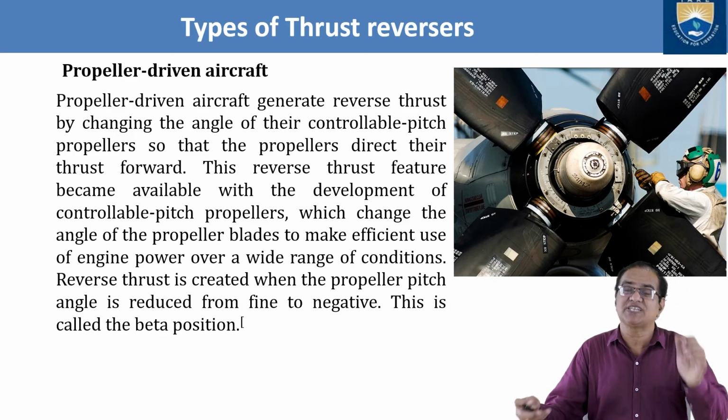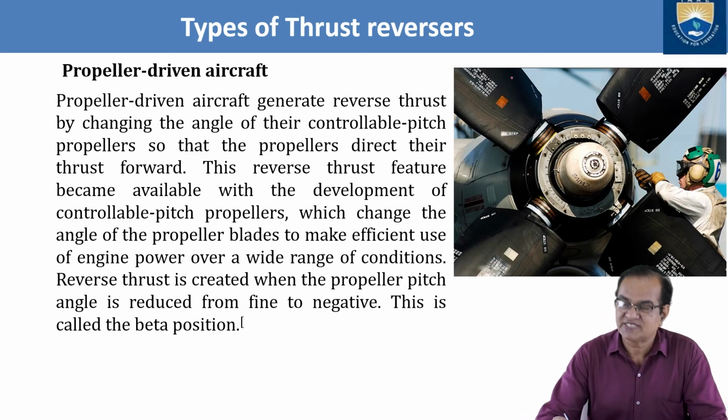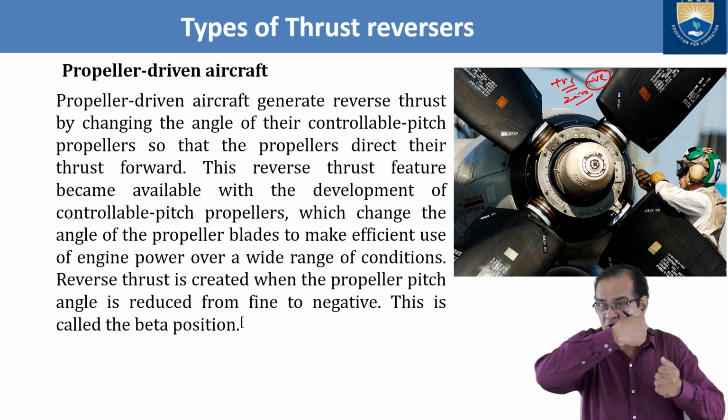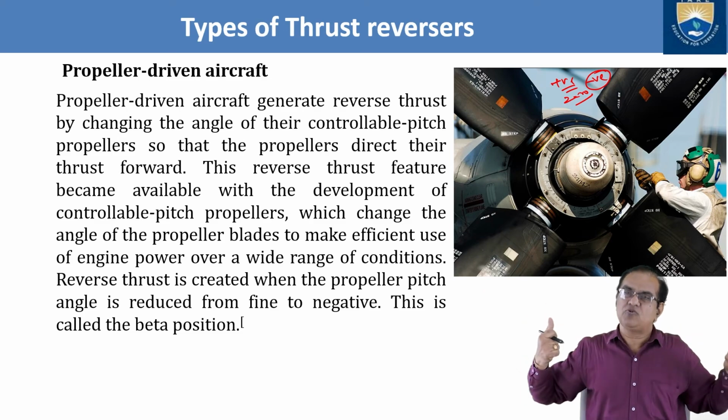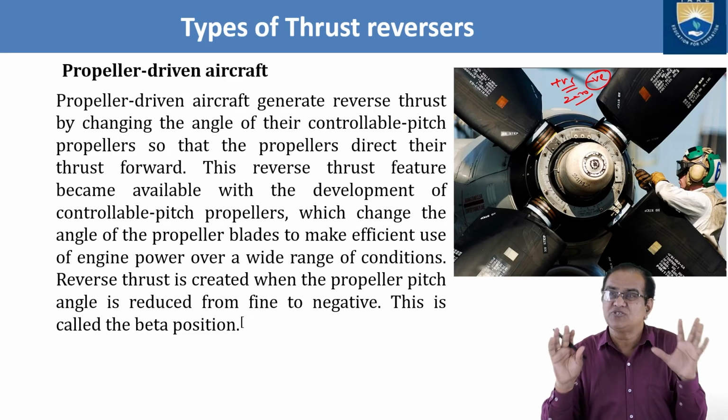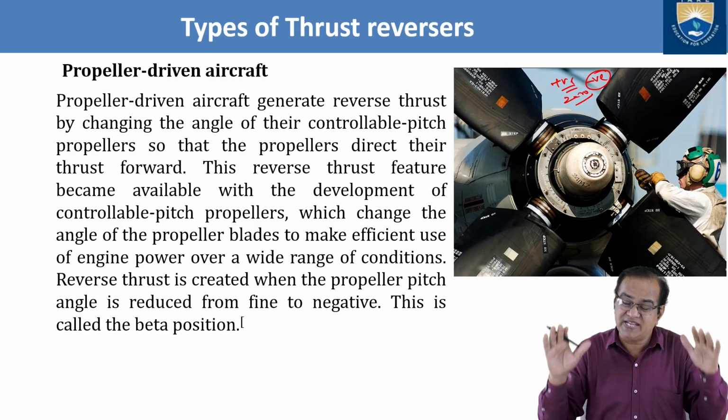So how is this happening? Here is the propeller, and normally the propeller angle of attack is positive. But when we want reverse thrust to happen, we make it 0, and after 0 we make it negative. If we make it negative, the aircraft thrust, in place of pulling forward, will try to push back. So it will stop the aircraft. This is used for aircraft landing.